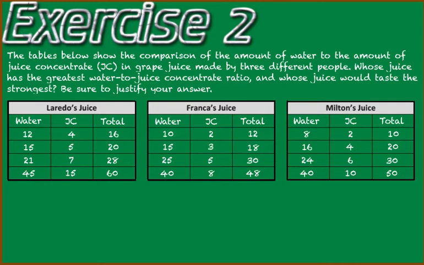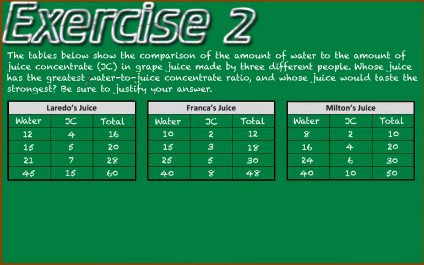Okay, so when looking at this, we want to see who has the greatest water to juice concentrate ratio. The reason that we're going to look at this is we're going to use these things to help us to determine who makes a stronger juice and who makes a weaker juice. To compare these, we have a lot of different pieces that we can look at. We can look at how much water, how much juice concentrate, and we can look at the total amount of cups of juice that it makes.